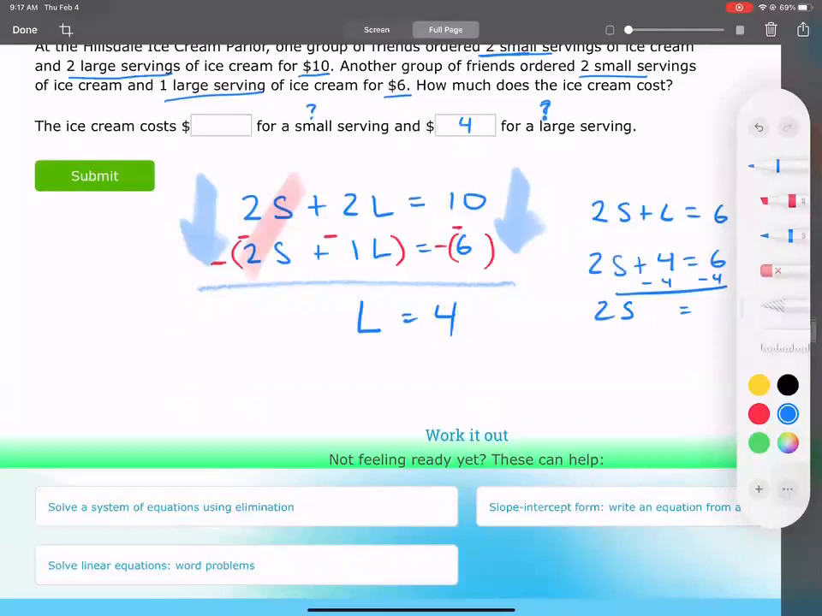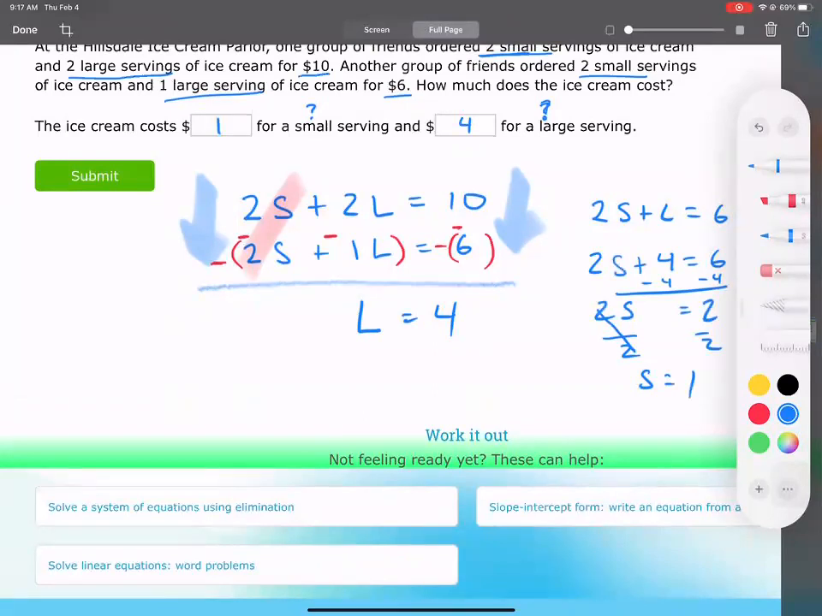Equals 6 minus 4 is 2. Right? 4 minus 4 cancel out. We're moving it over. Then now divide both sides by 2 because we're solving for s. S is equal to 1. So the small ice cream costs $1 and the large ice cream costs $4.